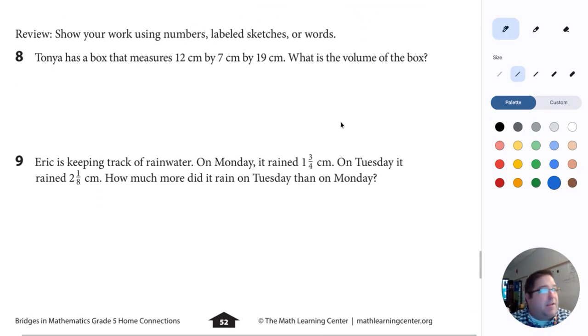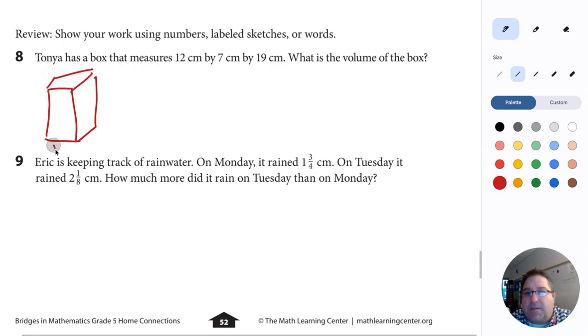All right, number 8 here. Just reviewing some volume. She's got a box. You don't have to draw a picture, but if it's maybe 12 by 7 by 19, we got a box here, something like that. So 12 by 7 by 19. What's the volume? We just have to multiply these numbers. 12 times 7 times 19.